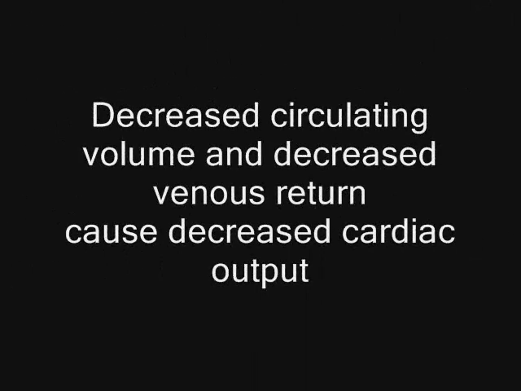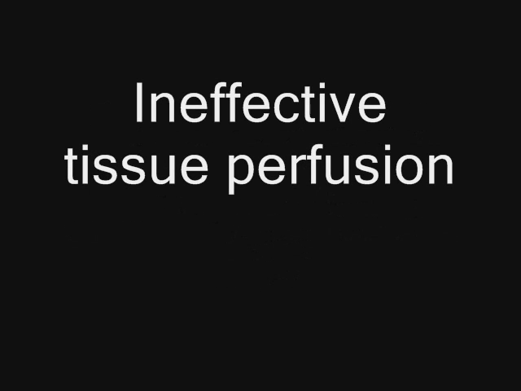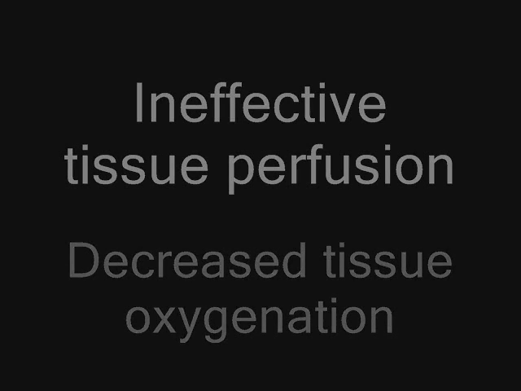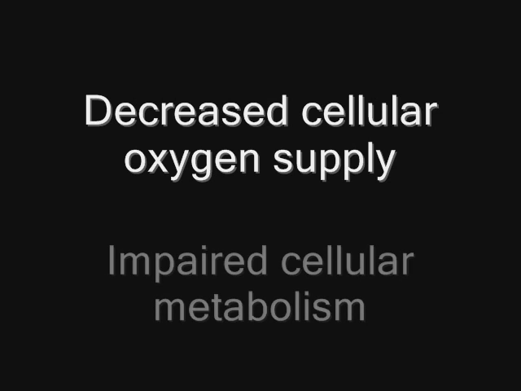In the end, what we have is major perfusion and ventilation issues. Hypovolemia and decreased venous return lead to a decrease in cardiac output. Airway obstruction leads to poor ventilation. And all of this leads to ineffective tissue perfusion, decreased tissue and cellular oxygenation, which finally results in impaired cellular metabolism. You can see how death can result from airway obstruction or cardiovascular collapse, or both.